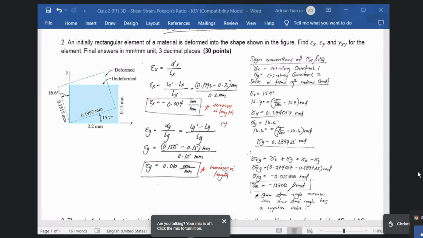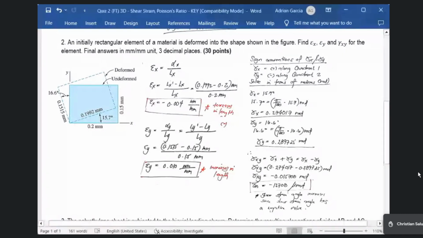Salunga, Christian: Sir, is it required that the very last is in microradian? Yes. As I told you during the X discussion, if the problem does not state whether to use microradian or radian, automatically you will use microradian. Unless I specify that the final answer for the shear strain angle at X and Y is in radian, you will not have to convert it into microradian.